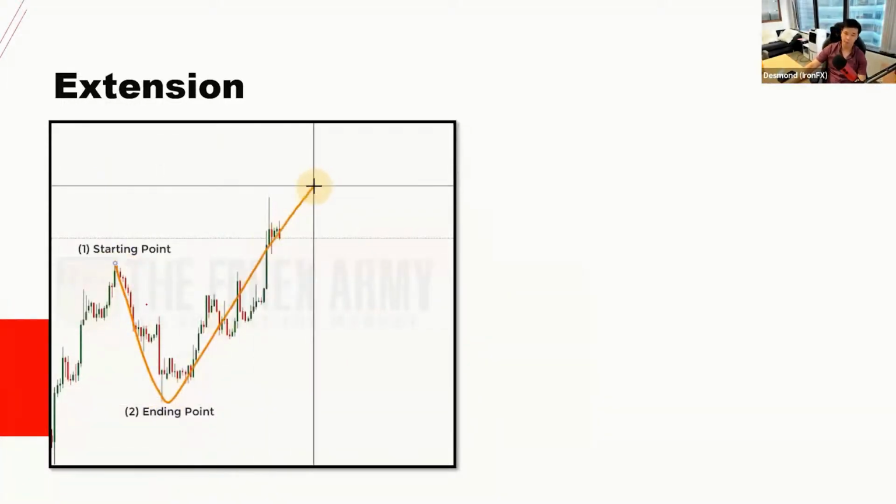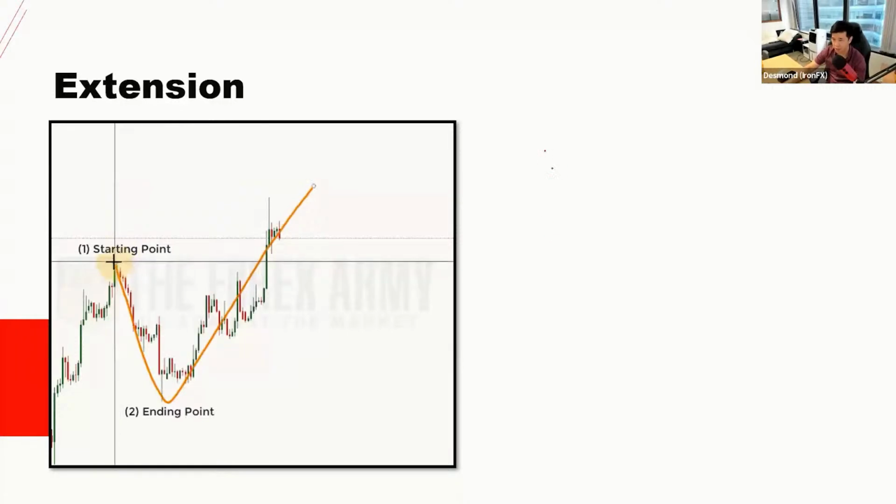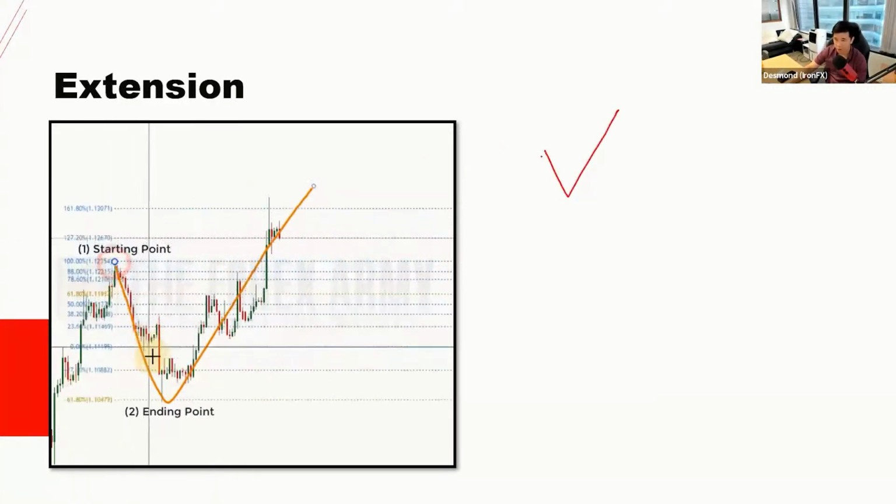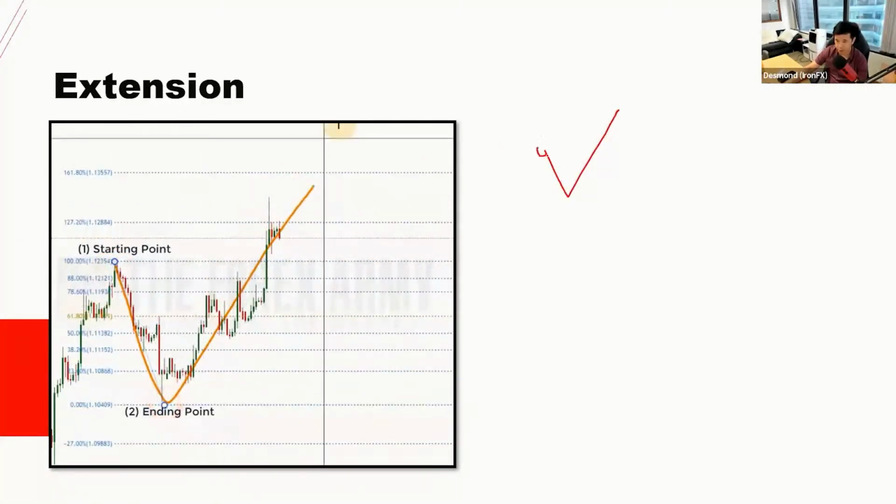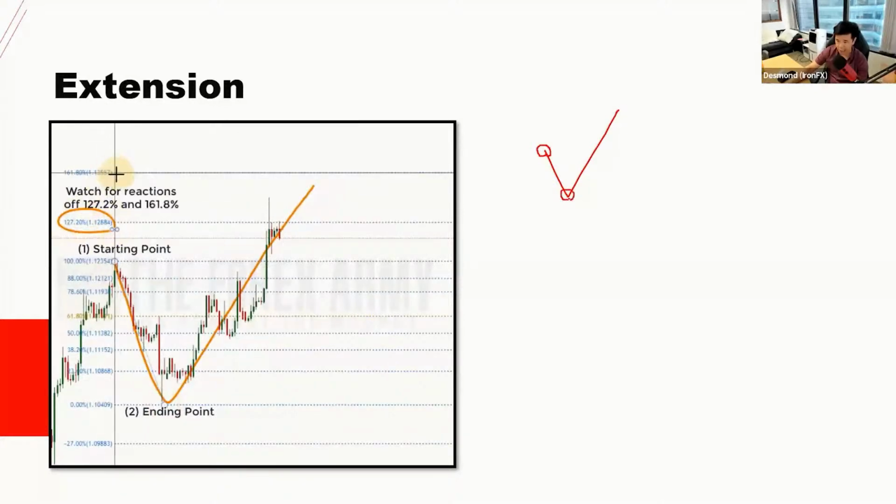Now the last one I'll talk about is called Fibonacci extension. I call it like a Nike tick. You have your starting point of your Fibonacci retracement here and your ending point over here.